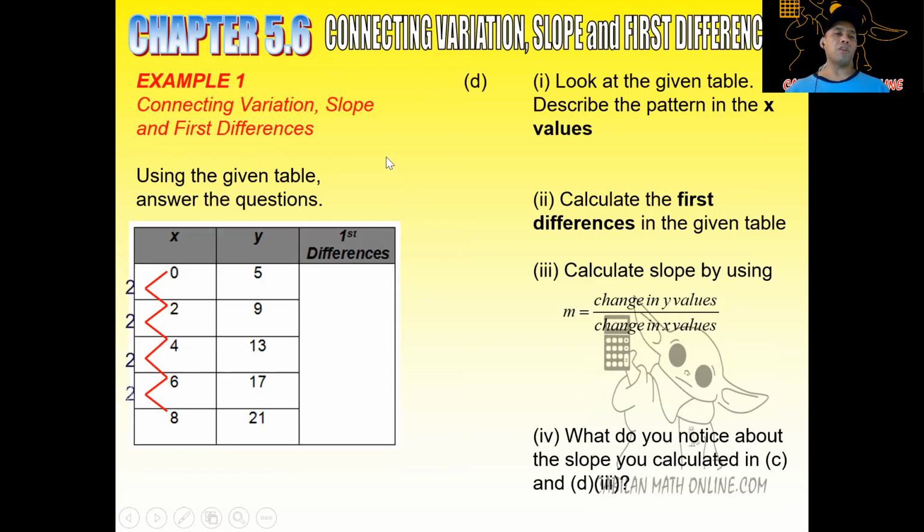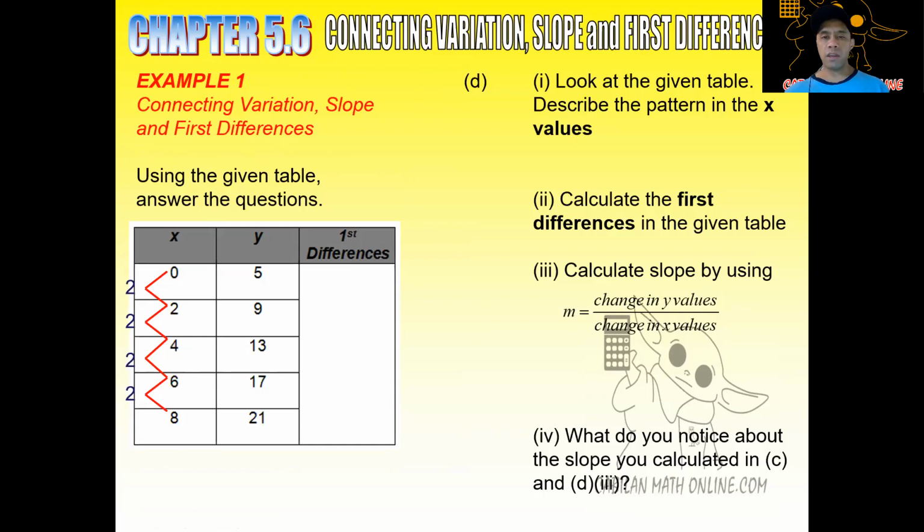In the previous lesson, when we were doing the lesson on first differences, remember we just did an informal check to make sure that all the numbers are going up by the same amount. In this particular example, we actually are going to be using this amount to calculate the slope, so just bear with me. You can see here that each of these x values are going up by 2.